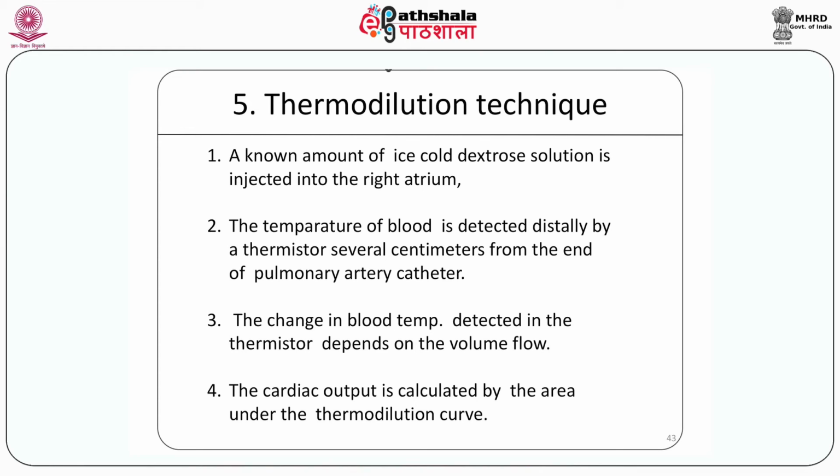First, a known amount of ice cold dextrose solution is injected into the right atrium. Second, the temperature of blood is detected distally by a thermistor several centimeters from the end of the pulmonary artery catheter. Third, the change in blood temperature detected in the thermistor depends on the volume flow. And finally, the cardiac output is calculated by the area under the thermodilution curve.